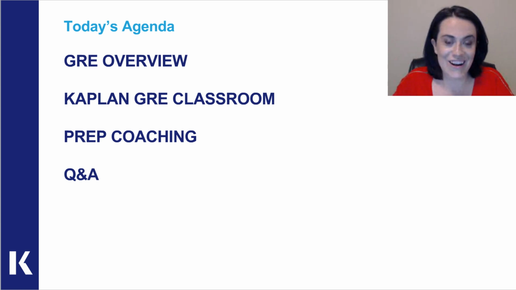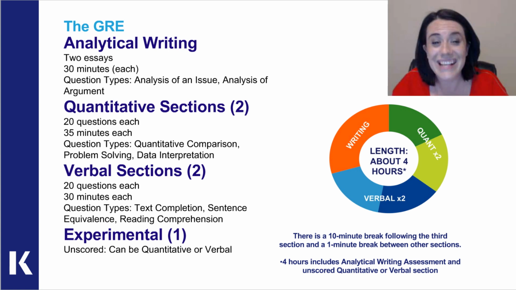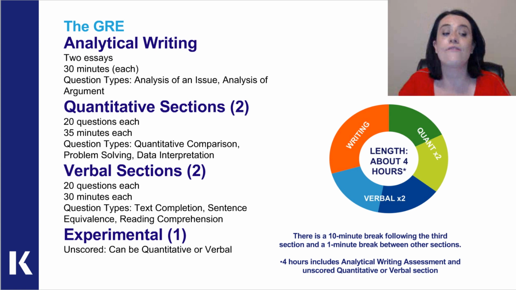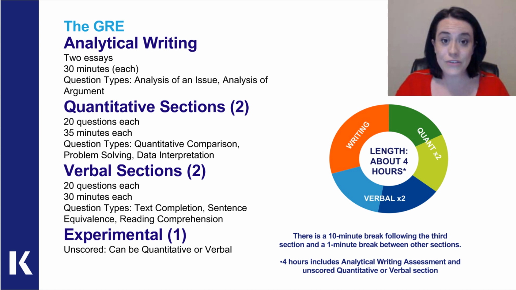But let's get started because it's time. The GRE has these sections. Those of you who've been studying for a while, I know you know this already. We have analytical writing, 2 essays that you need to write in 30 minutes. We have 2 scored quantitative sections, 2 scored verbal sections, and 1 experimental unscored section that can be either quant or verbal. I always like to start with this real brief overview because I always have newbies in my room.